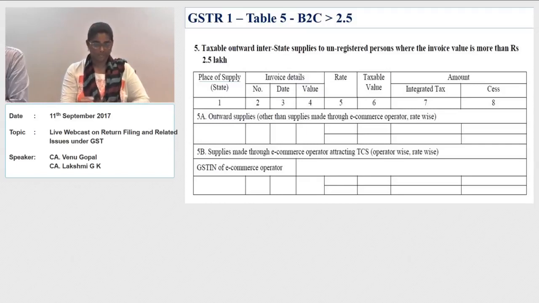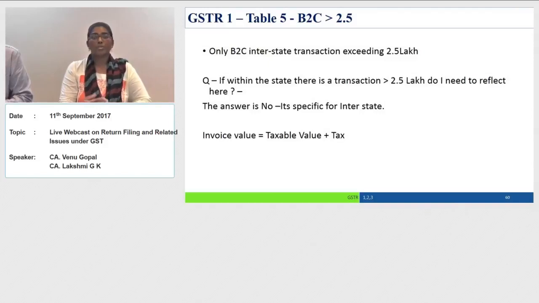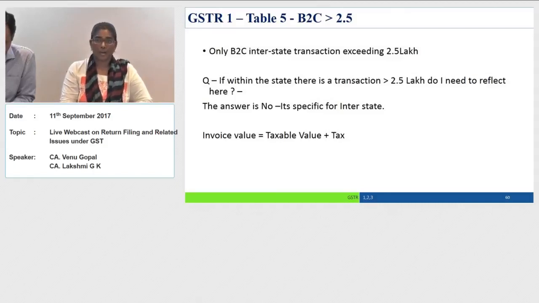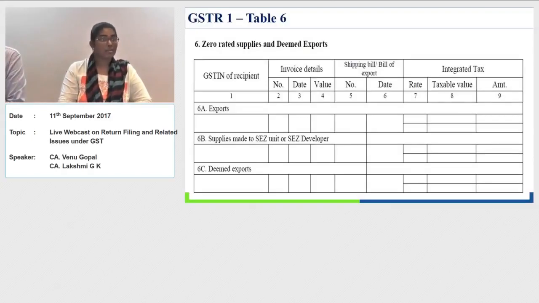of September. Next, in case I have made a sale where the invoice value exceeds 2,50,000, but the customer is from Karnataka and the supplier is also from Karnataka, should such a transaction be recorded in table 5? No, such a transaction should not be recorded even though the value is more than 2.5 lakh, because table 5 is applicable only for interstate transactions.